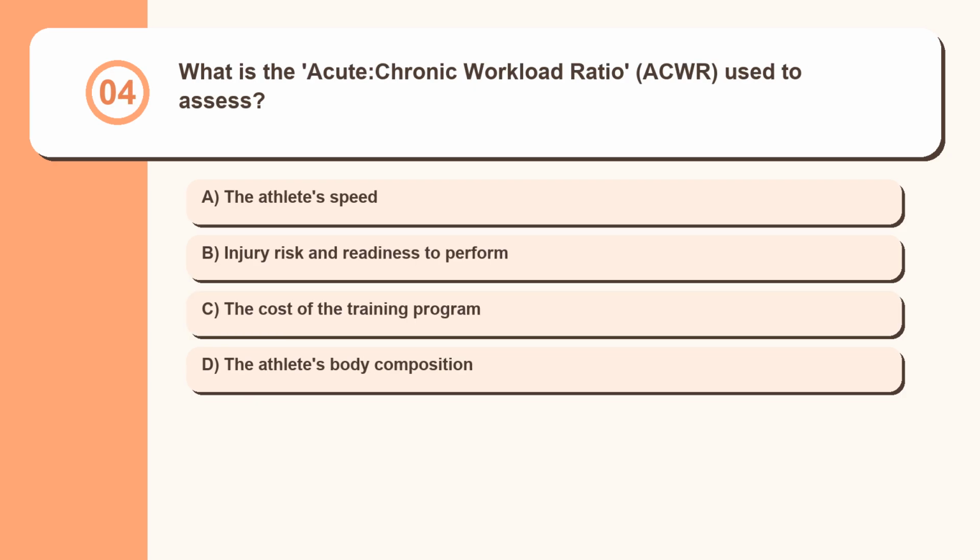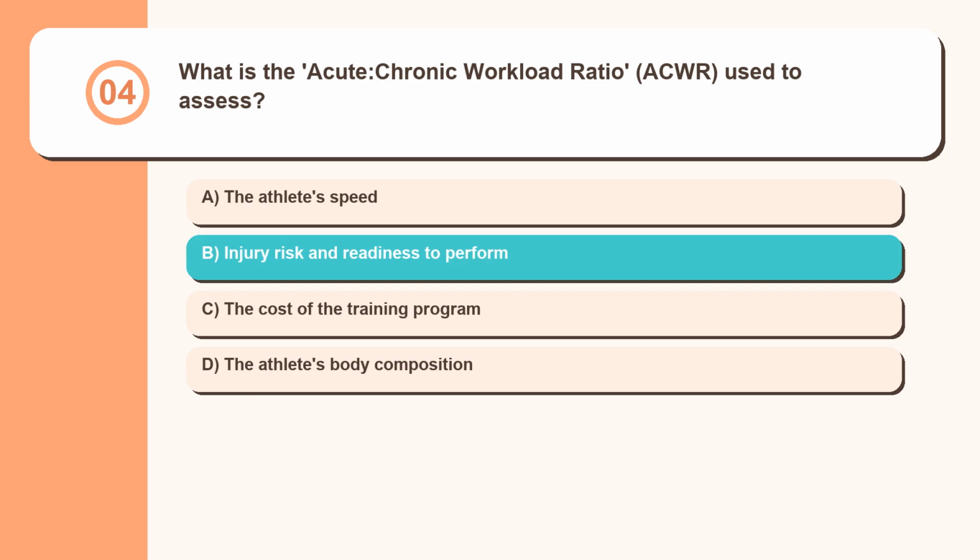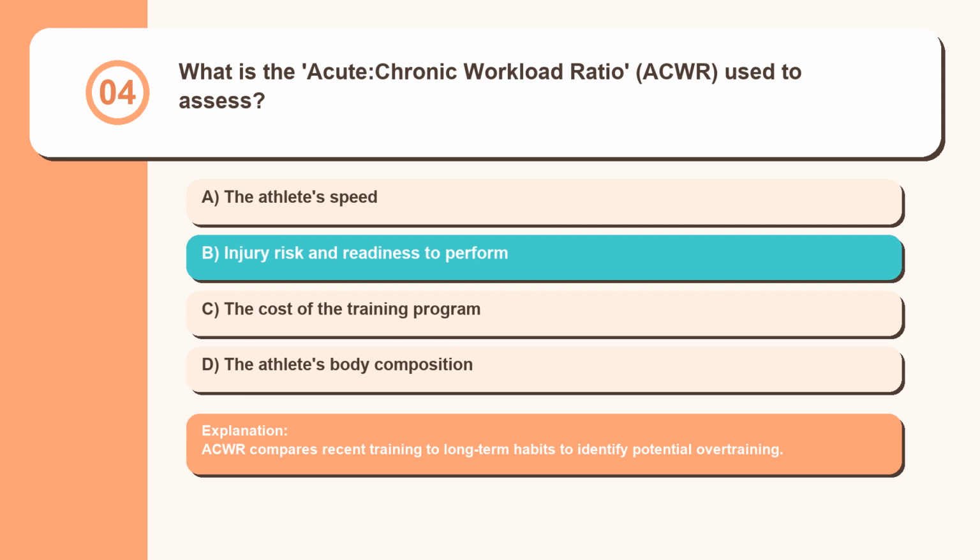Question 4. What is the acute-chronic workload ratio, ACWR, used to assess? The athlete's speed, injury risk and readiness to perform, the cost of the training program, the athlete's body composition. ACWR compares recent training to long-term habits to identify potential overtraining.